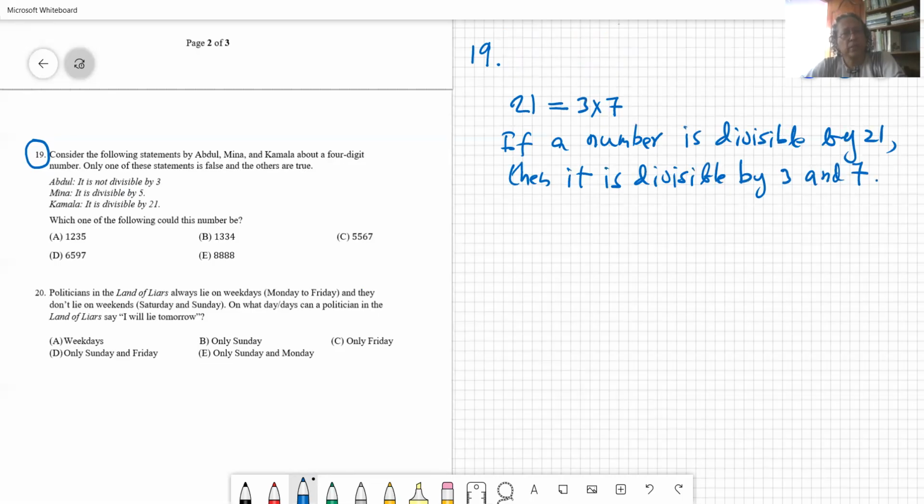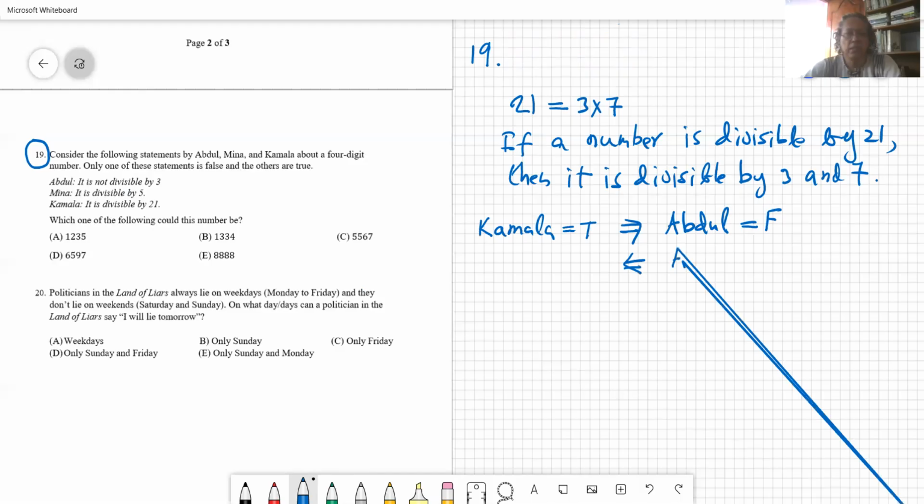Now, if Kamala's statement is true, right? So if Kamala's statement is true, then I'm going to write that symbol, it means that Abdul's statement is false, right? Now, what happens if Abdul's statement is false? Again, that thing happened. Maybe it's a bug in the Microsoft board.